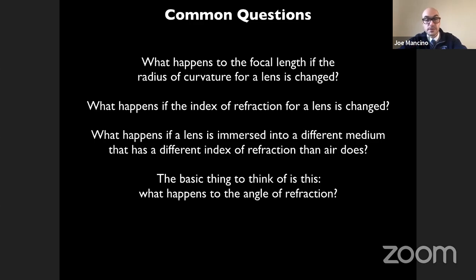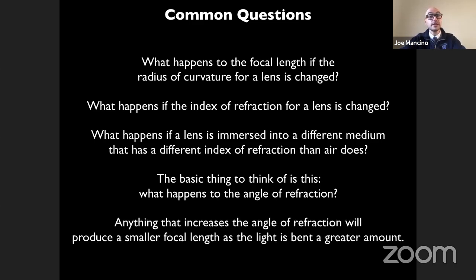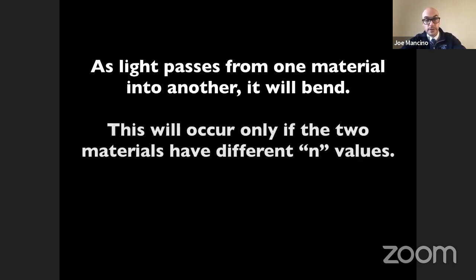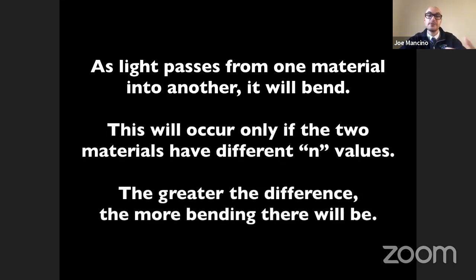In all of these situations, the basic thing to ask is what happens to the angle of refraction when the light passes into the lens? Going back to Snell's law will always get you where you need to go. Anything that increases the angle of refraction produces a shorter focal length as the light is bent a greater amount. So remember, as light passes from one material to another, it bends, and this occurs only if the two materials have different n values, and the greater the difference, the more bending there will be. Now that should seem familiar from yesterday.